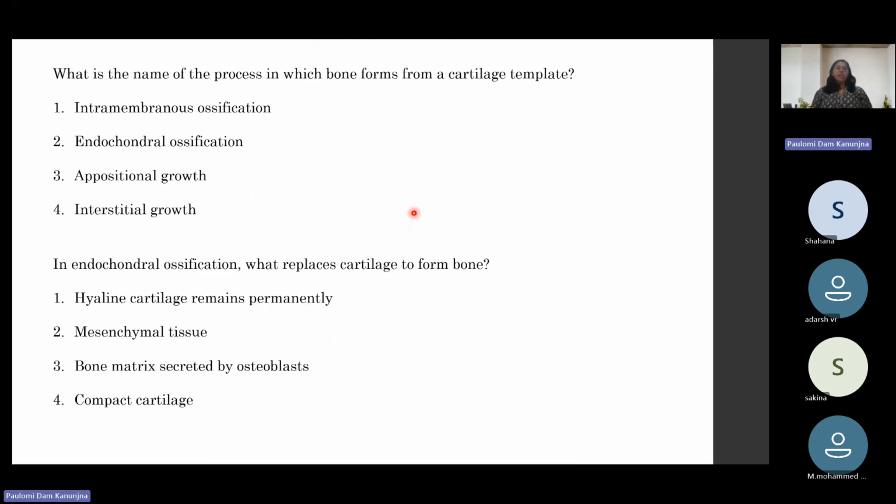Next types. The first question says, what is the name of the process in which bones form from a cartilage template? And the next one asks about the other type, which is endochondral ossification. So you are replacing cartilage to form bone. What is replacing it? These questions are connected, of course. One asks about the process, the other asks about the mechanism. So go for it, and then we'll come back and discuss.